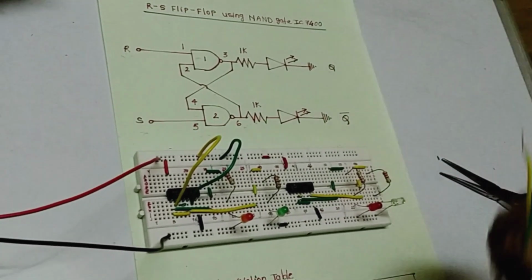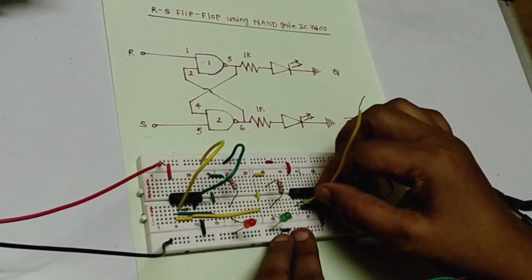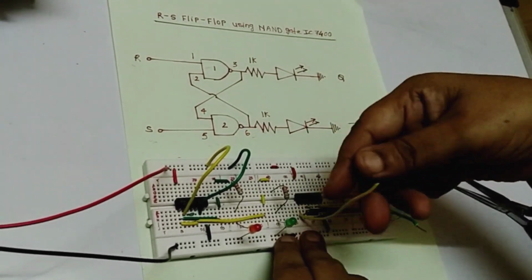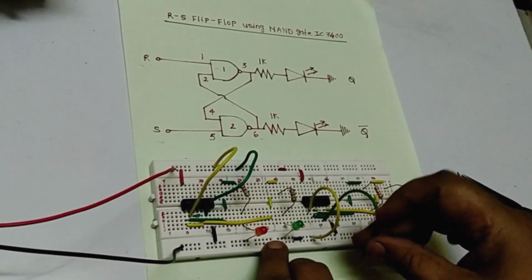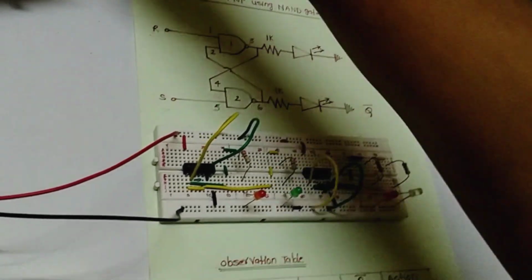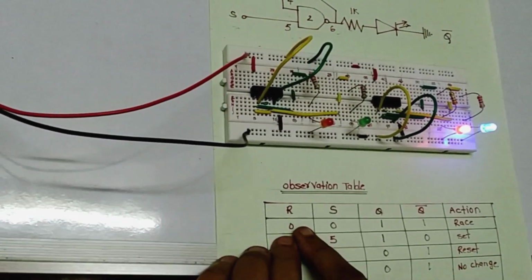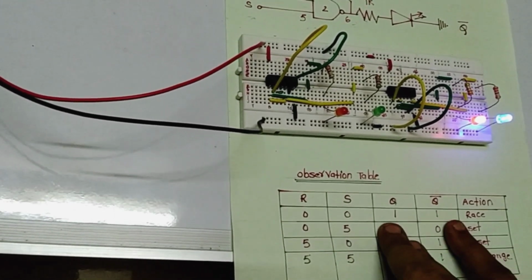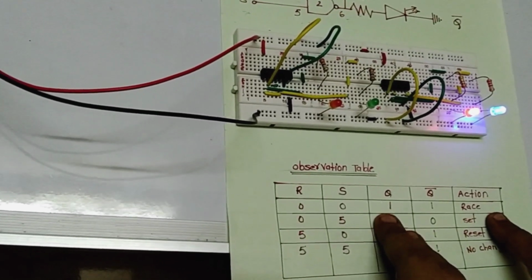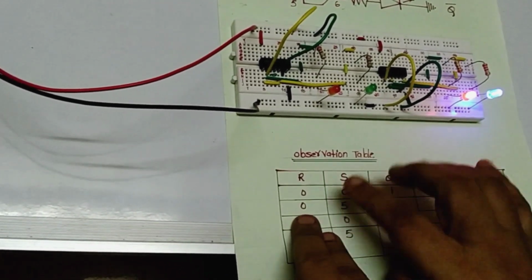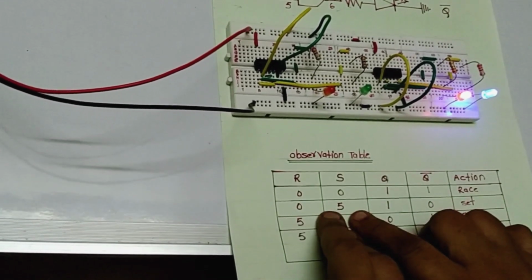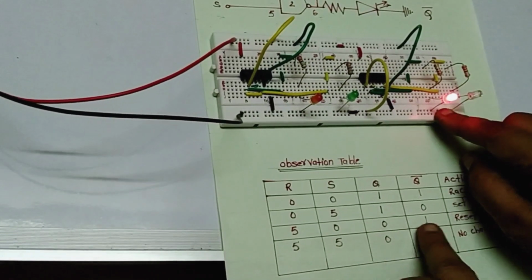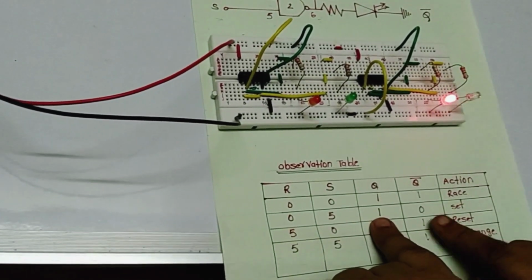Now we are connecting two inputs. First is pin number 1 and second is pin number 5. Both are connected to 0, 0. See the observation table on the circuit. R and S 0, 0: Q and Q bar are 1, 1, action is race. Now the next condition, R is 0 and S is 1: Q is equal to 1 and Q bar is 0.